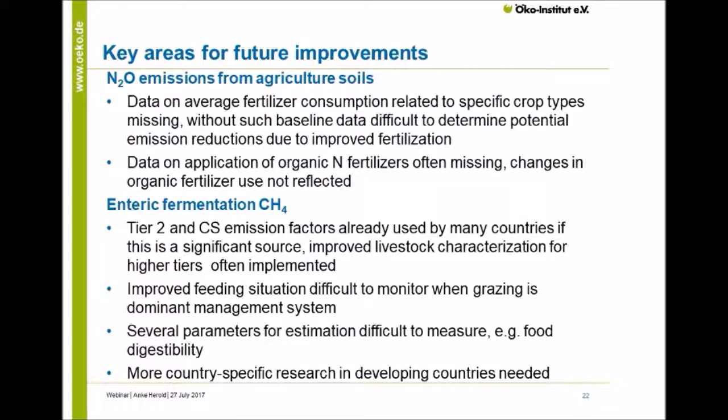On enteric fermentation, we have seen that at least in the countries we were working with, they are quite advanced, and I think this is also true for other developing countries, that for livestock, in particular for cattle, often already tier 1, tier 2, and improved livestock characterization is used, and also sometimes country-specific emission factors. But still, even when the methodologies are more advanced, it is not so easy to reflect, for example, improved feeding situation, when grazing is the dominant management system, and some of the parameters for the estimation are really difficult to measure, like the feed digestibility. More country-specific research in developing countries is needed, because I think also the agricultural practices are different, and that is an area where we would need to have further research.